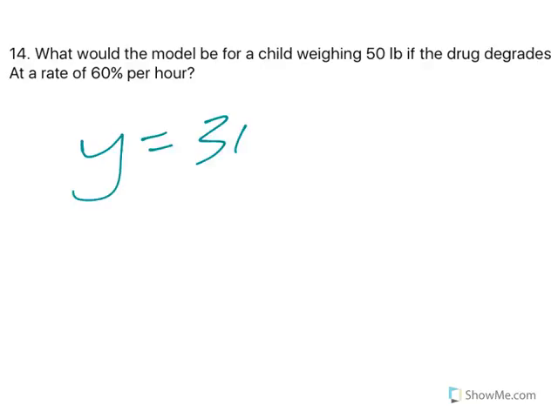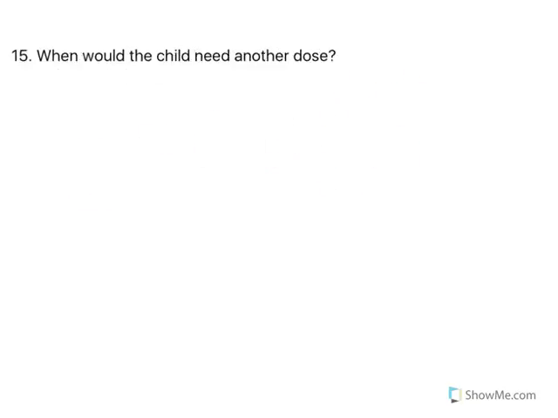Well, we're still starting with our initial amount of 303, but now my decay factor is 0.4. Because it's degrading at 60%, the decay factor is how much is left. If 60% is going away, 40% is there, and that's why I get the 0.4.